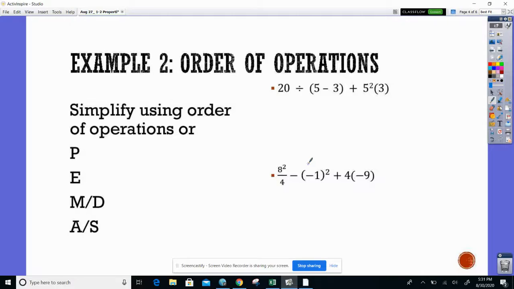Okay, so now we're going to review the order of operations. I just want to apologize in advance for my handwriting. I'm writing on the touchscreen on my computer, so it's not going to be the best.